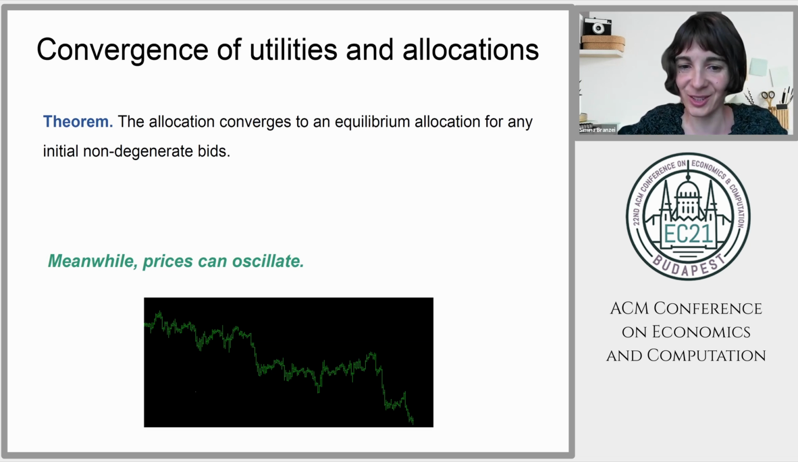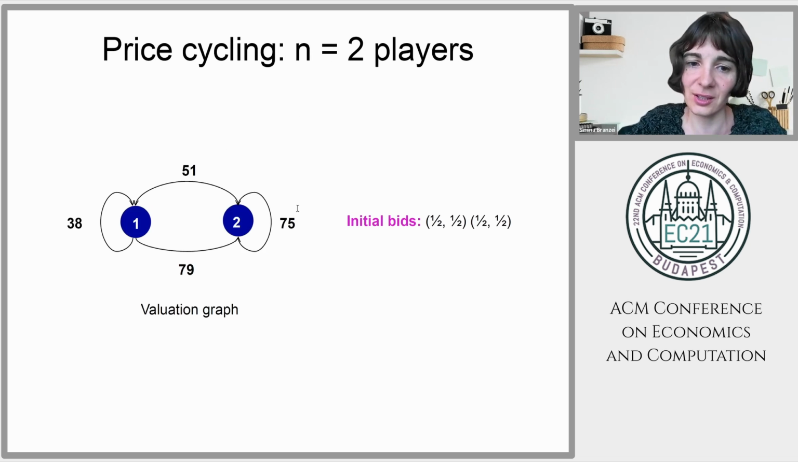And meanwhile, the prices can oscillate. So this is a 2-player example. Here we have a valuation graph. Player 1 has, for example, a value of 38 for good 1 and 79 for good 2. And the initial bids, let's say they're all 1/2.